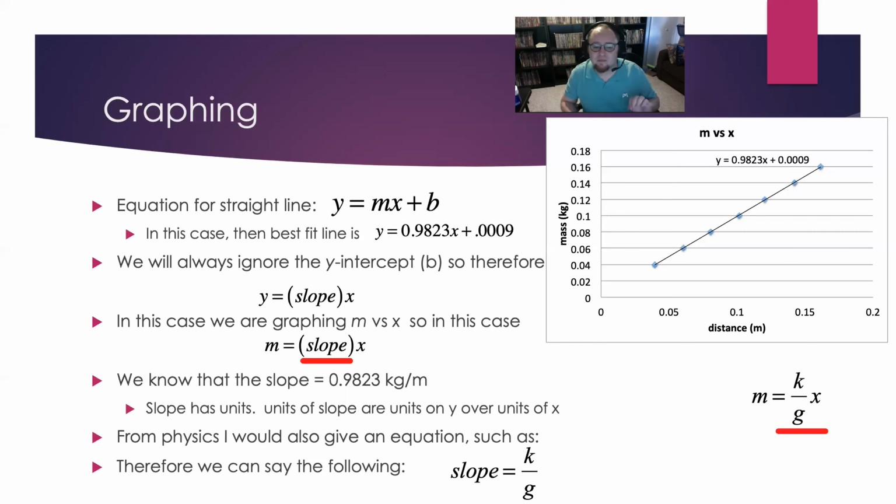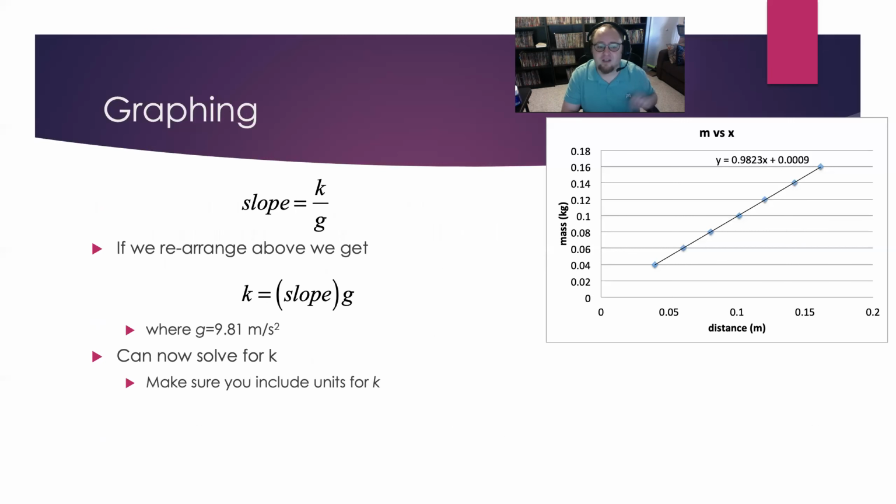You see, when we make these graphs, our goal is to find something. I didn't cover this yet, but our goal in this lab that I'm stealing this from was to solve for k. And what we did is we found the slope. The slope was 0.9823 kilogram per meter. But we know the slope is k over g. And if I rearrange that, that means k is slope times g. I just multiplied both sides by g. And that's how we solve for k.